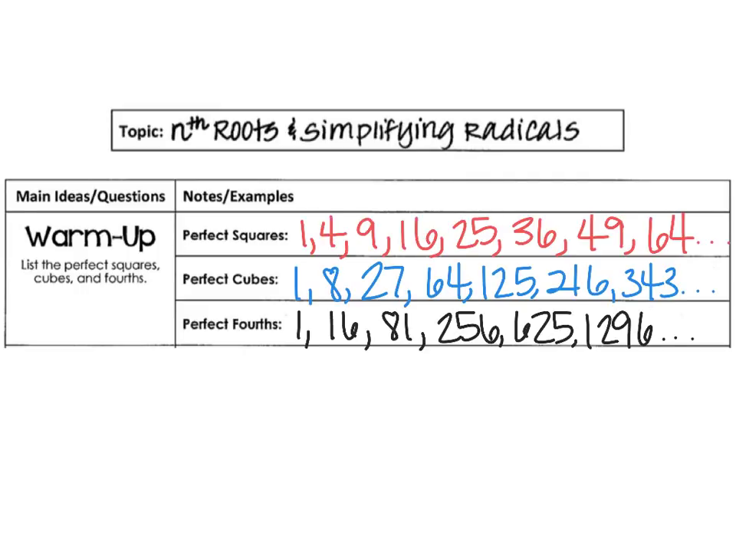Alright, so perfect squares we should be very familiar with, right? 1 squared, 2 squared, 3 squared, 4 squared, 5 squared, 6 squared, 7 squared, 8 squared, and so on and so on. So those should be the ones we're most familiar with. Perfect cubes we've worked with a little bit, so 1 cubed, 2 cubed, 3 cubed, 4 cubed, 5 cubed, or to the third power when we're talking about cubes, and so on. Perfect fourths we're probably not as familiar with, but this is saying 1 to the 4th power, 2 to the 4th power, 3 to the 4th power, 4 to the 4th power, and so on.